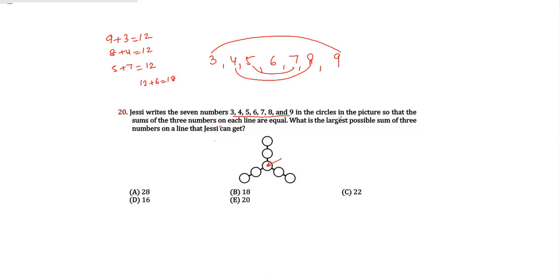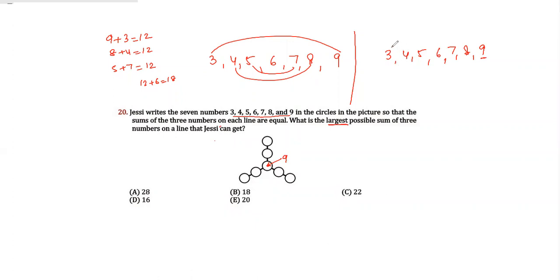But then we also need to see what is the largest possible sum. So we have to see whether any other combination is possible. Let's try some other combination. 3, 4, 5, 6, 7, 8, and 9. Now, since they're saying the largest possible sum, let's just see if I can keep 9 as the common thing here and get a total.